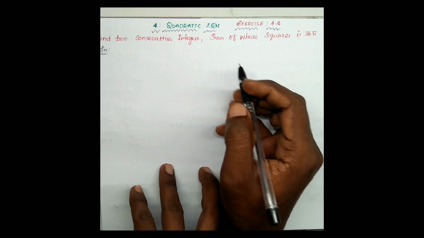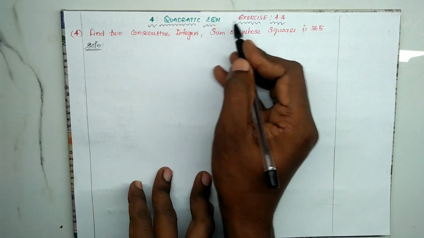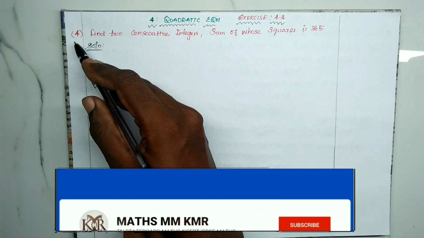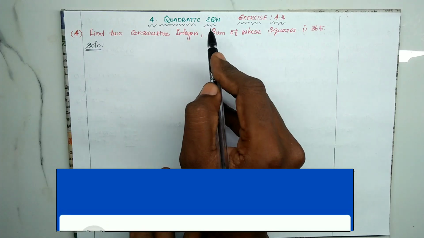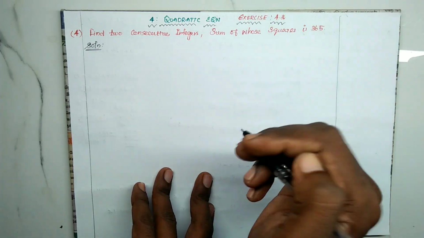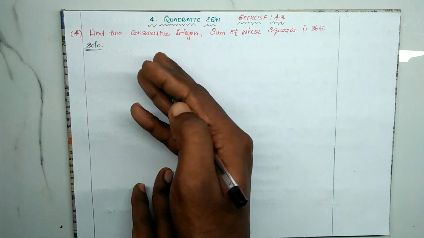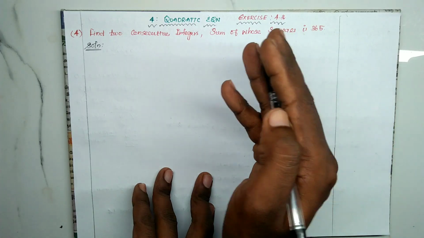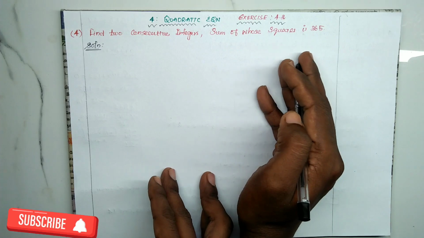Welcome. So in this video we are going to see fourth chapter, quadratic equation, exercise 4.2, fourth question. They have asked the question: find two consecutive integers, the sum of whose squares is 365. So if we square and add those two integers, we will get 365.